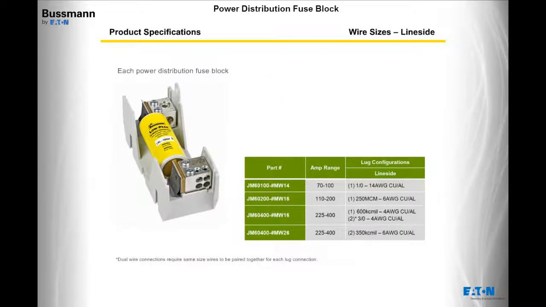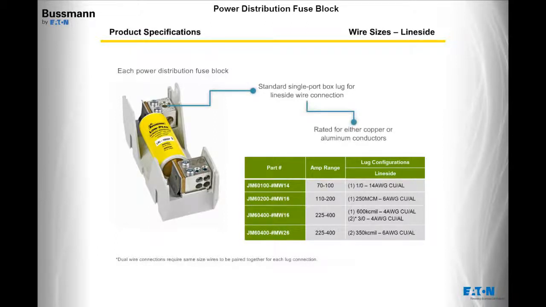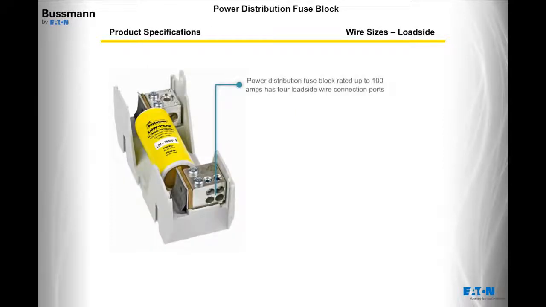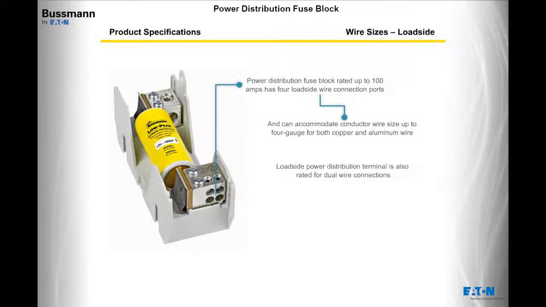Each power distribution fuse block has a standard single-port box lug for the line-side wire connection, rated for either copper or aluminum conductors. The power distribution fuse block rated up to 100 amps has 4 load-side wire connection ports and can accommodate a conductor wire size up to 4 gauge for both copper and aluminum wire. The load-side power distribution terminal is also rated for dual wire connections, allowing for 2 of the same size wires to be connected into each port for up to 10 gauge wires for a total of 8 potential load-side connections.